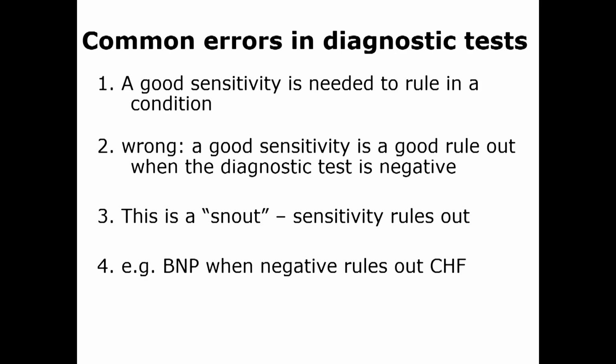Common errors in diagnostic tests. People think you need a good sensitivity to rule in a condition. Actually, a good sensitivity is a good rule out when the diagnostic test is negative. This is known as a SnOut. Sensitivity rules out. An example of this is a BNP, brain natriuretic peptide. When that's negative, it rules out congestive heart failure.